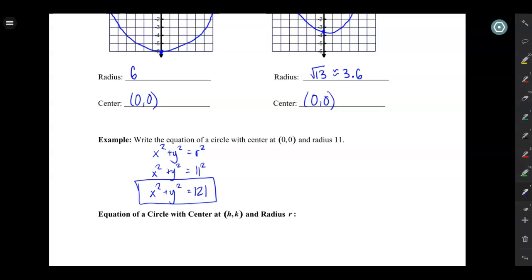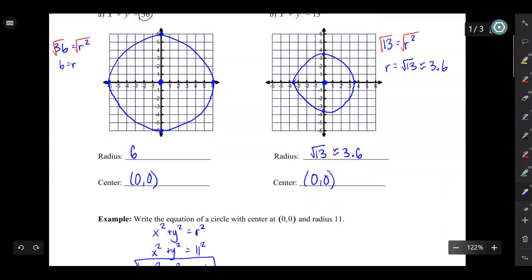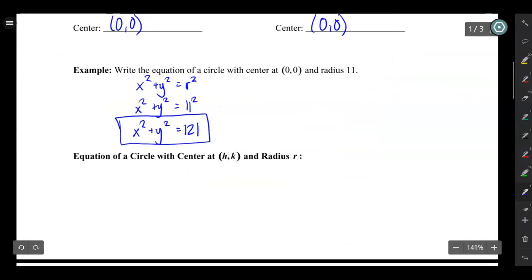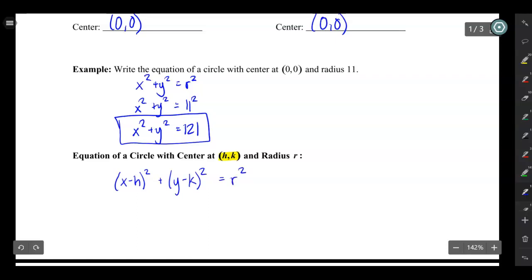What happens if I want to change the center of the circle? Like, let's say I want the circle to be up in the top right corner of my graph or something. That means I need to change the center of my circle. So right here, we're going to talk about the equation of a circle that has a center at the point (h, k). So h is any x value, k is any y value. So that equation looks like this. (x minus h) squared plus (y minus k) squared is equal to r squared.